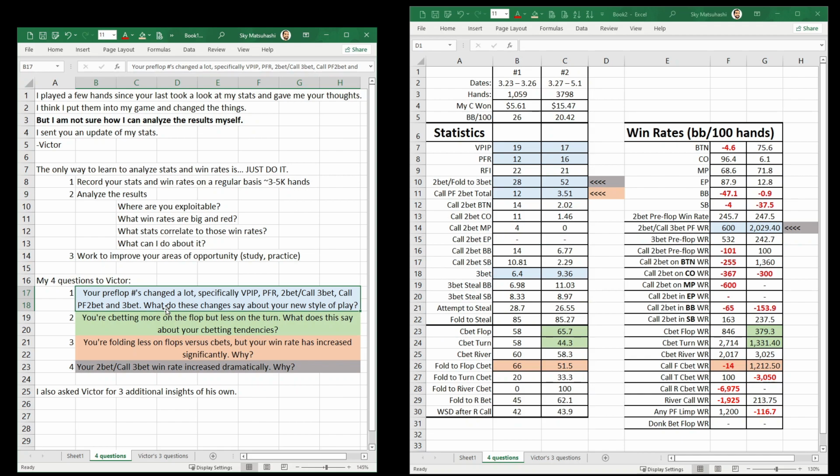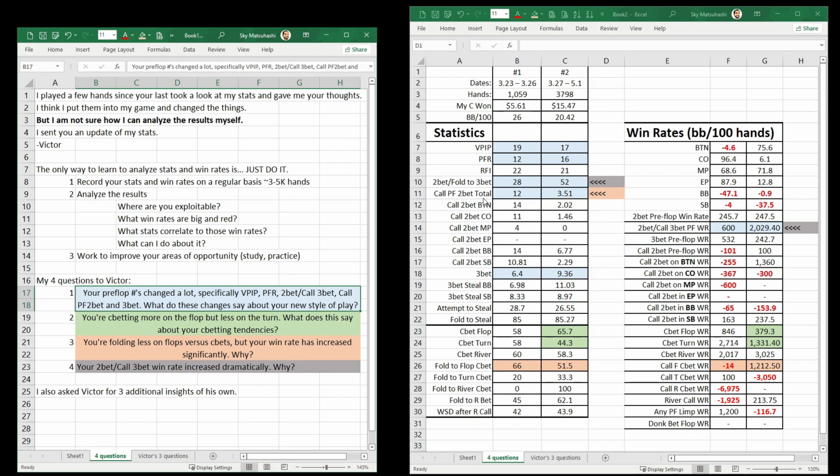Well, to me, these obviously say that he's become a more tight and also a more aggressive player. He went from 19-12 to 17-16. Tight aggressive. Folding to 3-bets 28, now 52% of the time. Look what happened. Positive 600 big blinds when calling a 3-bet, now positive 2,000. Wow, folding more, but more profitable.